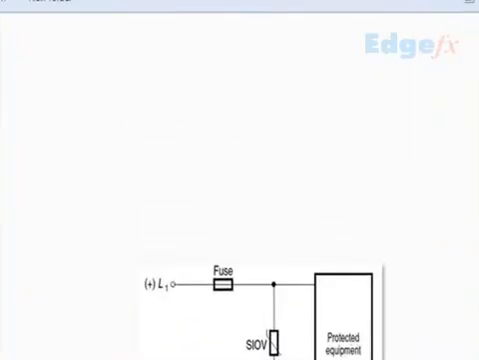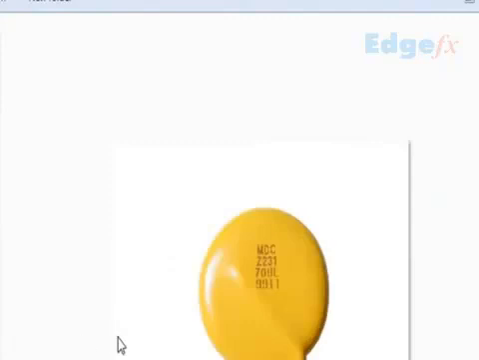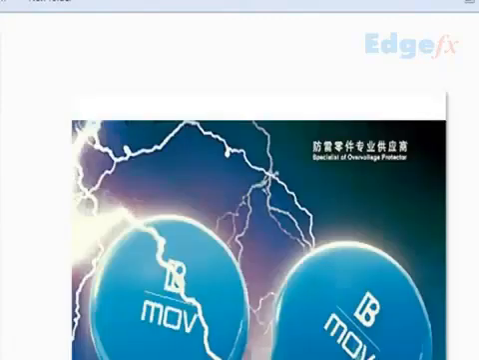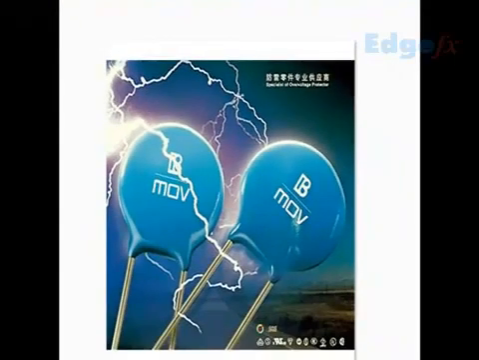They are available in different types also. They look like this, and the other ones look like this. So these are certain protection devices which are used in electrical circuits for protecting the equipment from extra voltage.